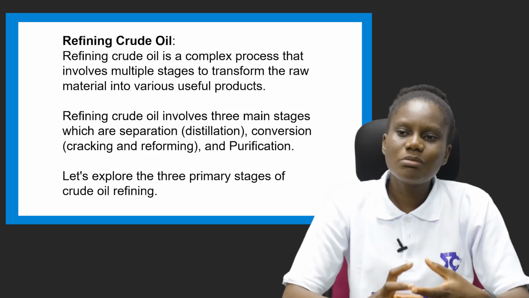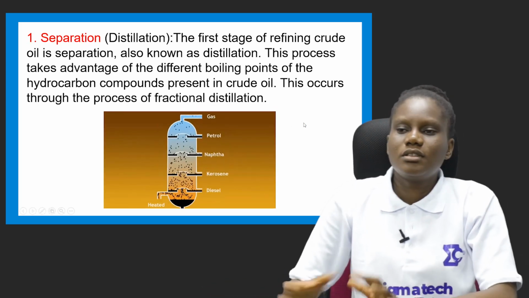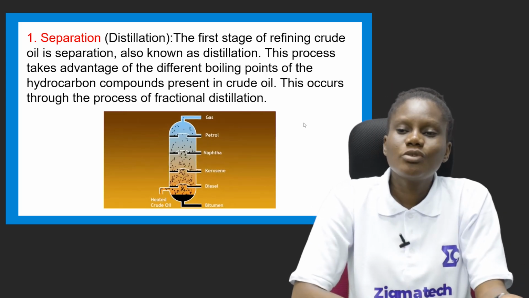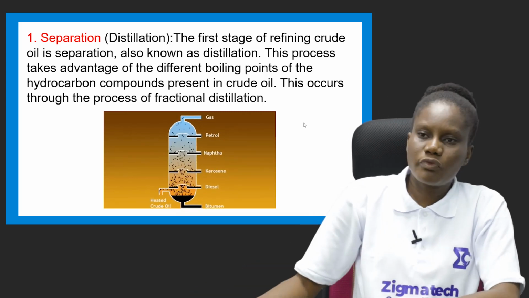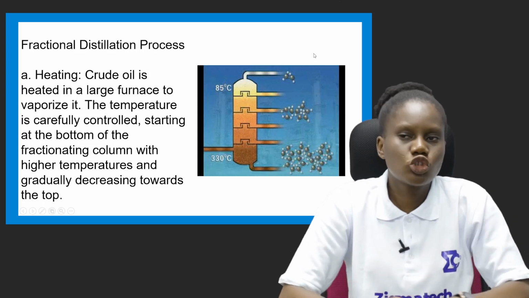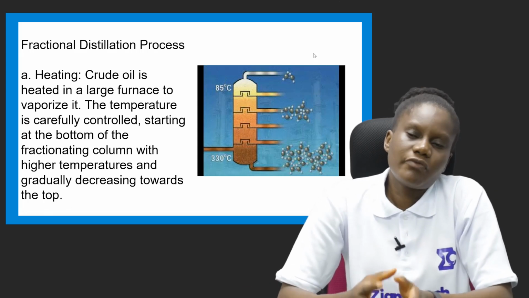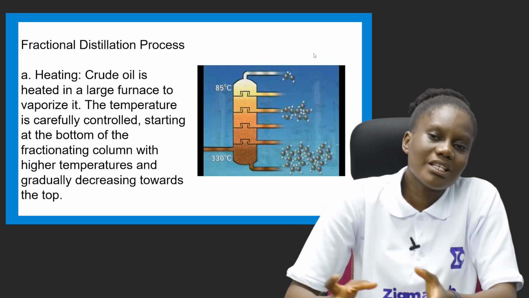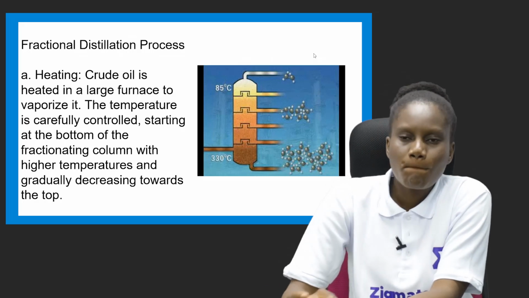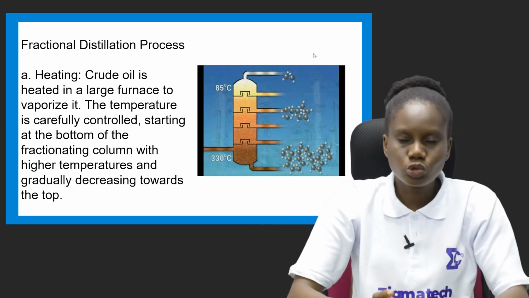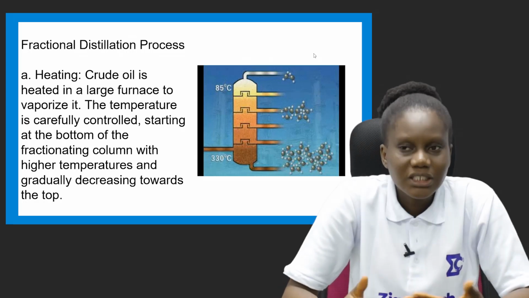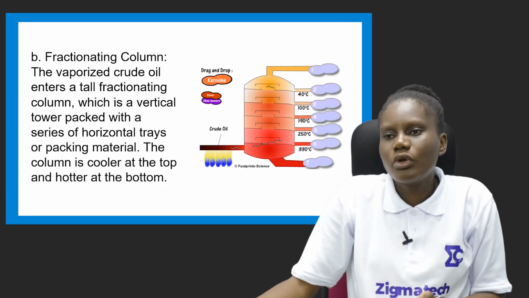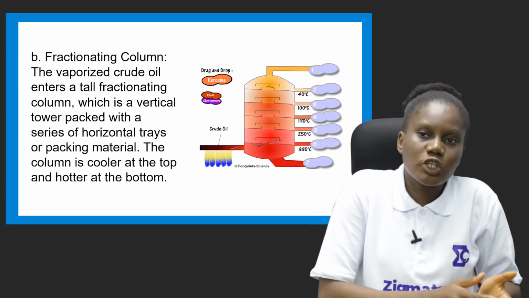Let's explore these three main primary stages of crude oil refining. Separation occurs through the process of fractional distillation, that is, separating our crude oil into its various components. So we are going to look at the process involved in fractional distillation. The first one is heating. Our crude oil is heated in a large furnace to vaporize it. The temperature is carefully controlled, starting at the bottom of the fractionating column with higher temperatures and gradually decreasing towards the top. After heating, the next thing is the fractionating column.